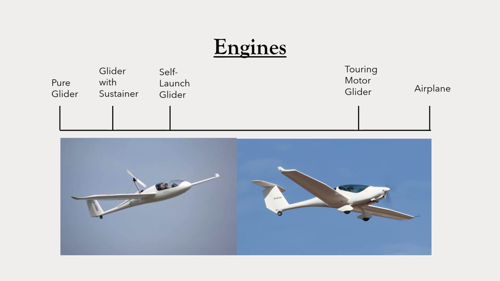So it's a lot like an airplane, except that it is drag reduced and has long, thin wings to make it capable of doing some soaring, but generally not as good as a pure glider.